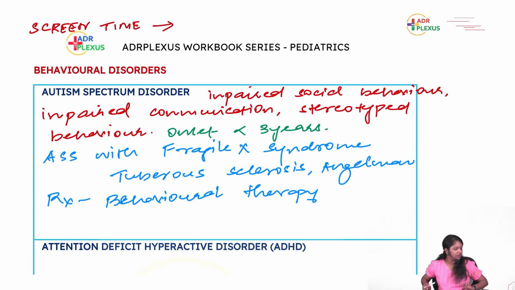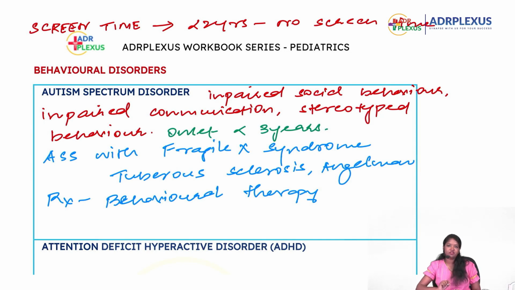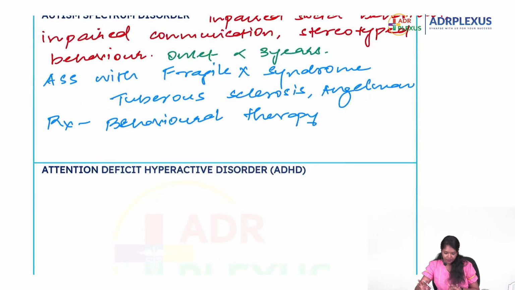Can we give screen time to children? No. Less than 2 years, no screen time. Nil. Not even 5 minutes of rhymes, cartoons, no screen time less than 2 years. More than 2 years, 1 hour per day is the maximum, which includes everything, be it mobile, be it TV, tab, anything. Okay, 1 hour per day maximum. Okay, very important, screen time.